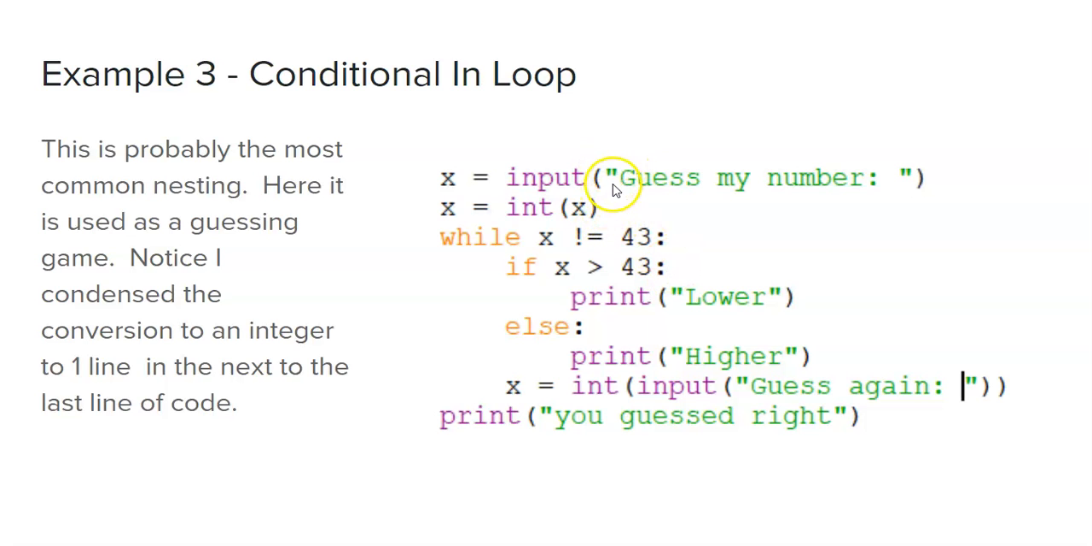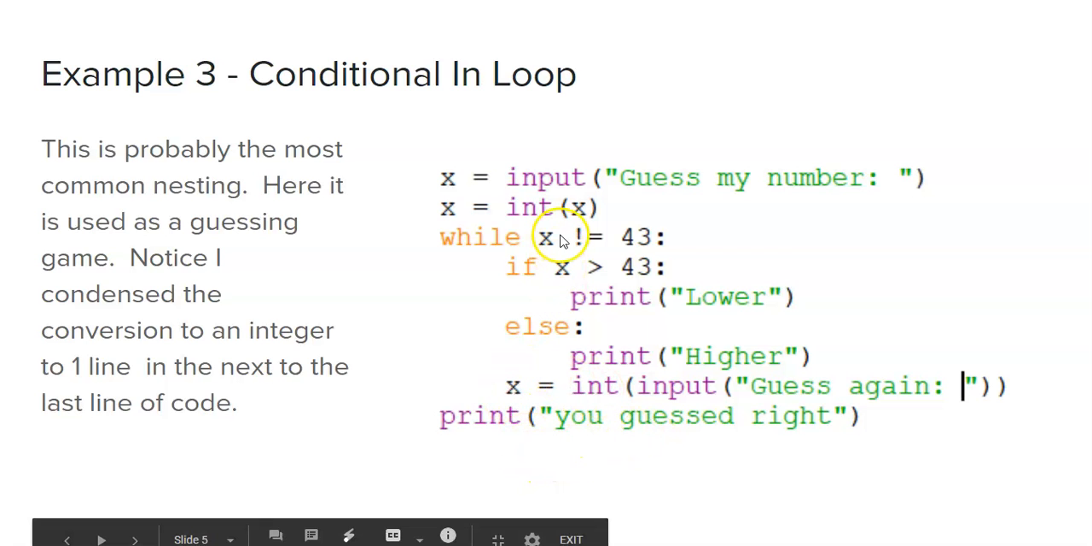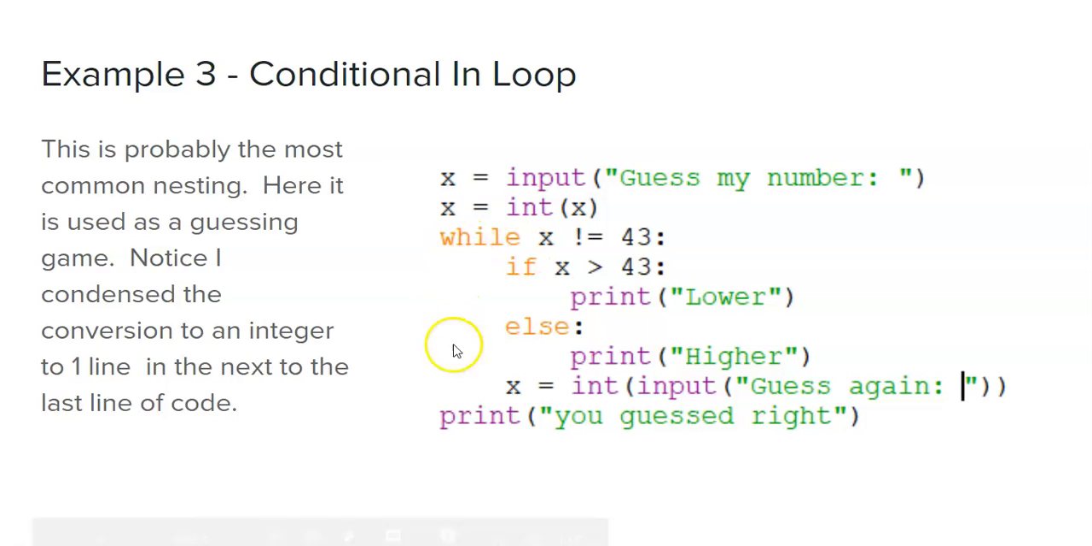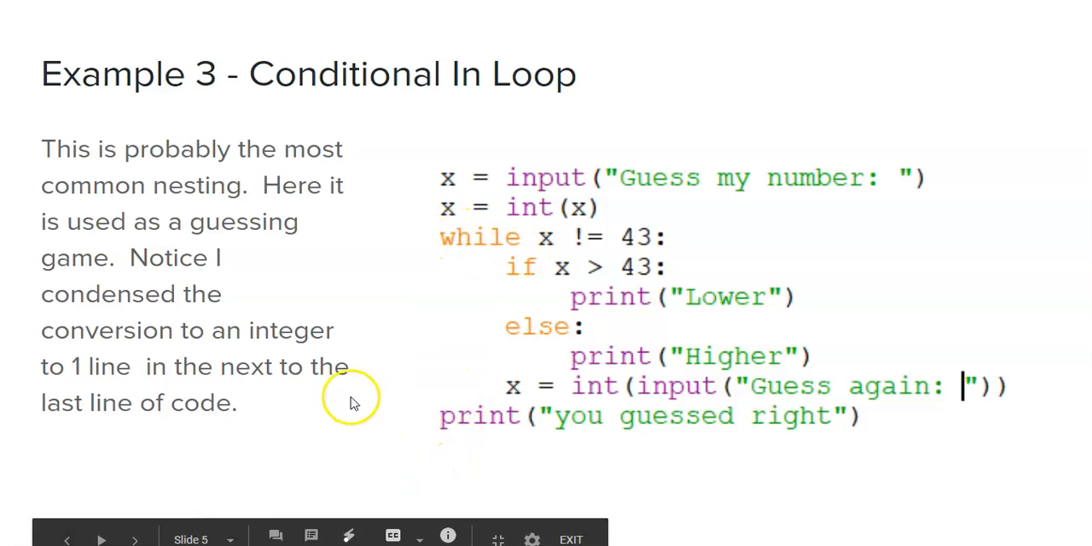These two statements together I could have put together like I did here, but I just wanted to demonstrate that this does exactly the same thing as these two lines of code. It takes the input, and then once it's got the input, converts it to an integer and saves that to x. And once the person guesses 43, it's going to say you guessed right, because it'll have broken out of the while loop at that point.